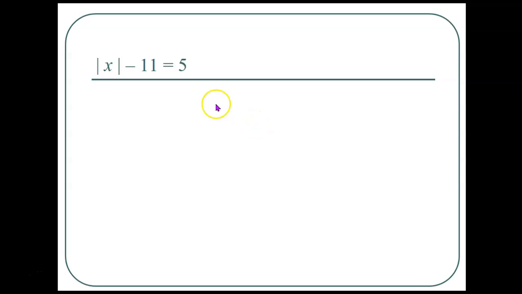And this last example is a little different because the way things are set up right now, the absolute value is not by itself on one side of the equal sign. So it doesn't fit that pattern that we've been working with. So the first thing I need to do is make it fit that pattern. To get the absolute value part by itself, we need to get rid of the minus 11 that's not in the absolute value. And so we do that by adding 11 to both sides of this equation. That turns it into the absolute value of x equals 16. And then the two separate equations that gives us, x equals 16 or x equals negative 16.